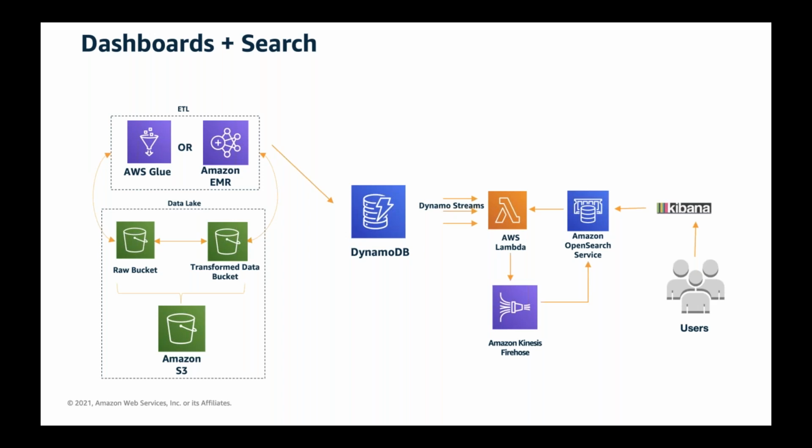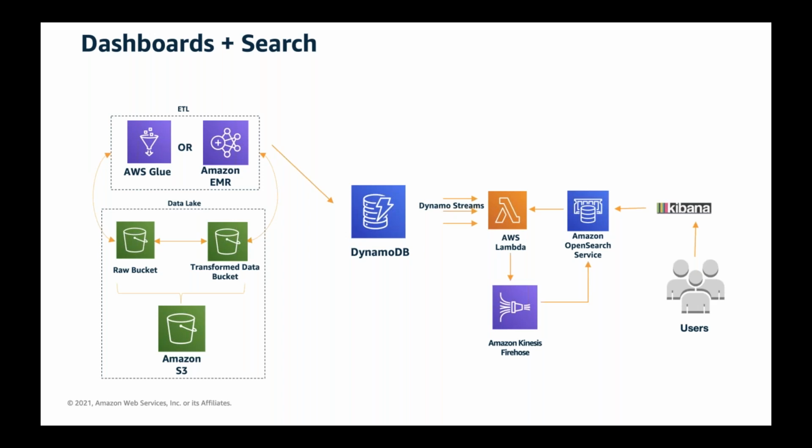And before you load the data into OpenSearch, you may want to perform transformations on the data, and so you can use Lambda functions to perform that. In this case, you would maybe subscribe a Lambda function to a DynamoDB stream, publish that to Kinesis Firehose, and then perform one final Lambda transform before flushing the results out to OpenSearch.